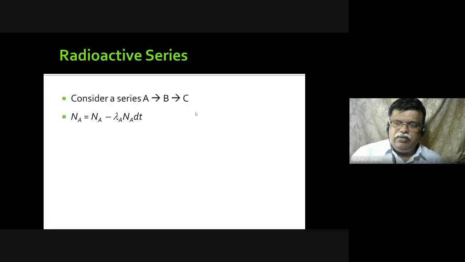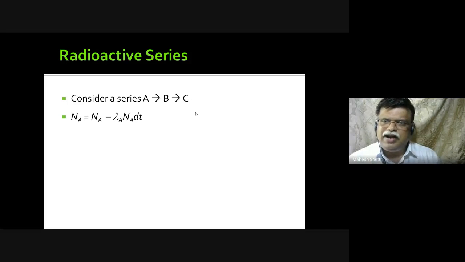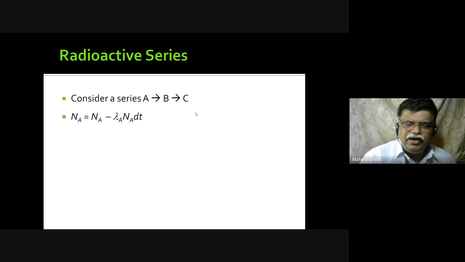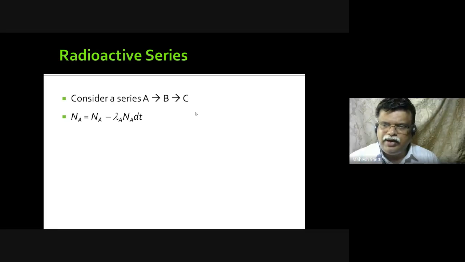Now, if you have solved this particular problem analytically, you need to use one particular trick at some point, that you multiply with the common factor e raised to lambda B t, and then you need to manipulate that and you can solve. The problem is solvable. It's not a big thing. It's just that two differential equations, or rather three differential equations, you need to solve.